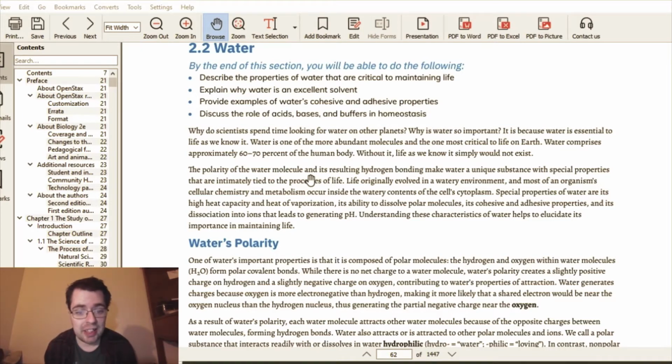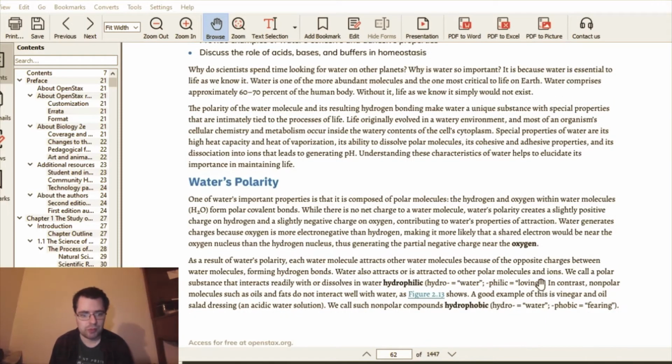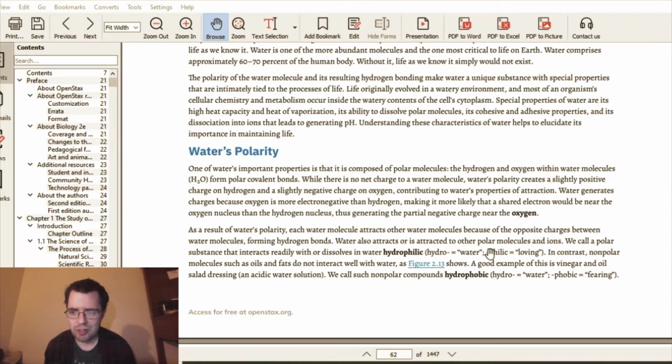As this says here, approximately 60 to 70% of the human body is made up of water. Water being molecules of 2 hydrogens and 1 oxygen. But let's go over why water is so important and how it's so versatile. So let's go over all this.